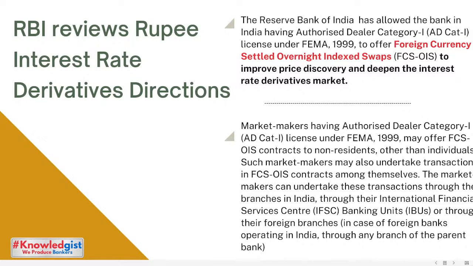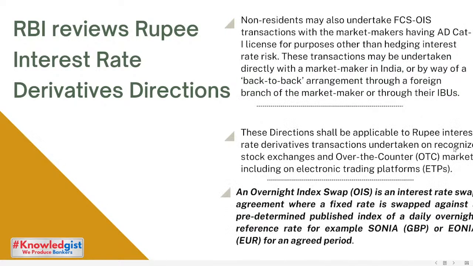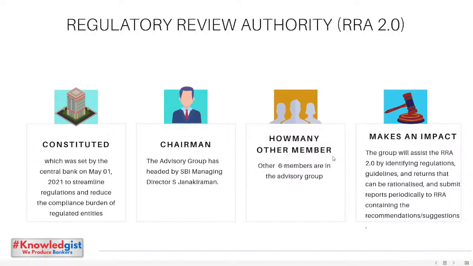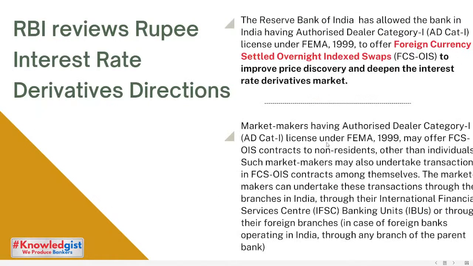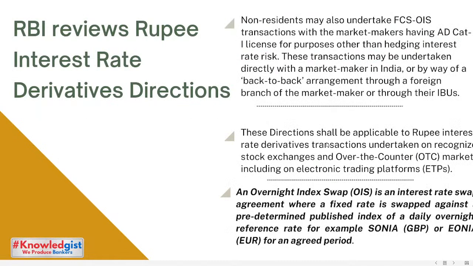Okay, the rest you read, nothing is more important. Please, once you download the RBI circular gist PDF, you can stay informed. We'll go ahead at a faster pace. So non-residents may also undertake FCS OIS transactions with the market makers having AD category 1 license.